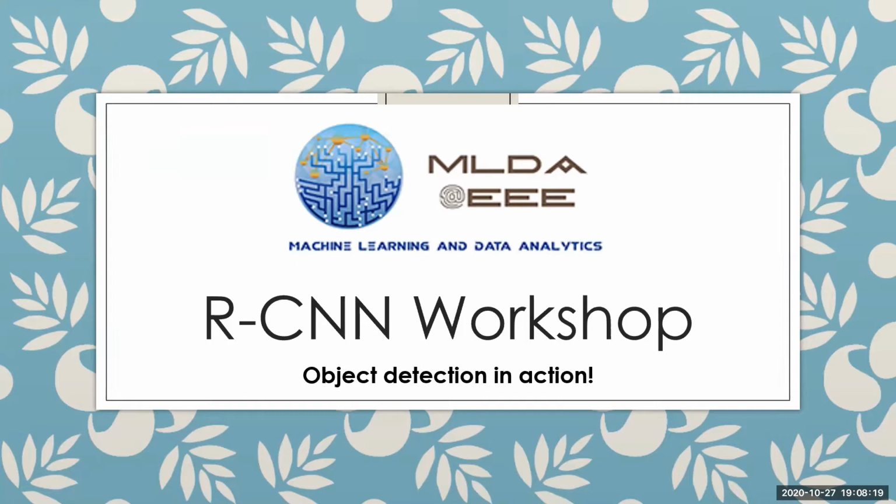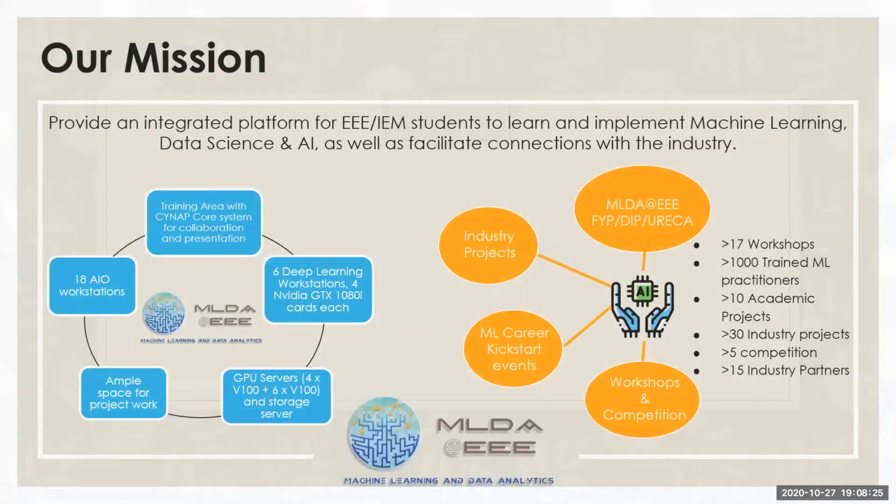So before we get into the material, perhaps I'll introduce you guys to MLDA at Triple E. MLDA at Triple E is a student-run lab to provide a platform to empower Triple E and IM students to learn and deploy machine learning and data analytics skills in both academia and industry settings. So how do we do that? We do so through various events, projects, and activities. And we also impart knowledge and skills for machine learning through 4 different pillars. So we have ML projects, industry projects, we have career events, workshops, and competitions. So that's briefly what MLDA Triple E does here and our missions.